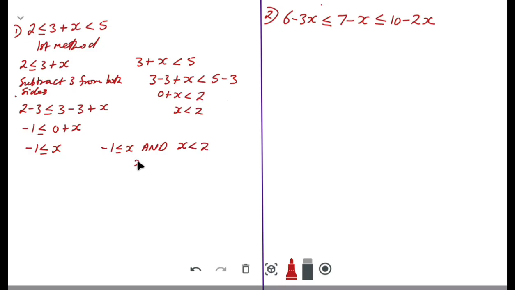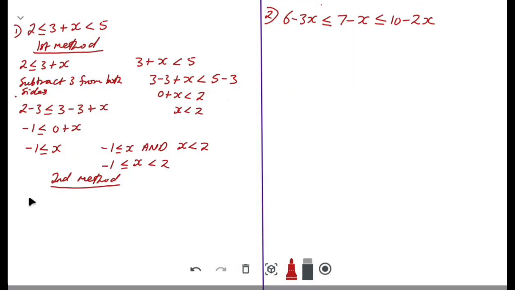Therefore, we're going to be having x greater than or equal to minus 1 and x less than 2. Now let's consider the second method. You can now choose the one that you prefer from these two methods. So for the second method, if you are given the compound inequality, all we need to do is to subtract 3 from both sides.